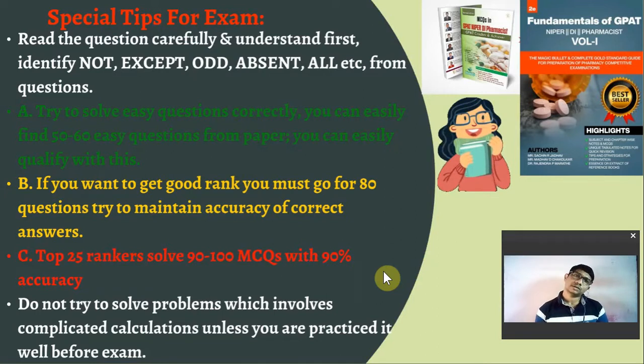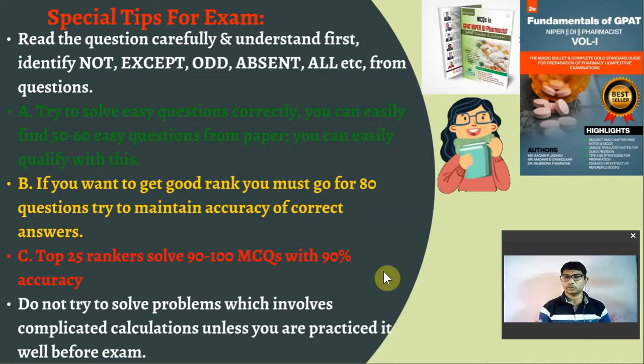Again, you have to decide your aim. What do you want from the exam? Suppose you have three kinds of aim: A, B, and C. If your aim is A, you just want to qualify the GPAT; B means you want to qualify with a good rank; and C means you want to get top 10 or top 25 rank. If you just want to qualify, just attend the easy questions. You will find 50 or 60 questions which are relatively easier than others, and you can solve those. With 90% accuracy you can easily qualify.